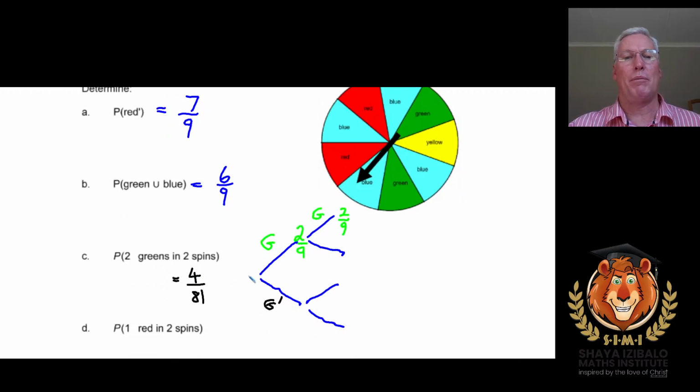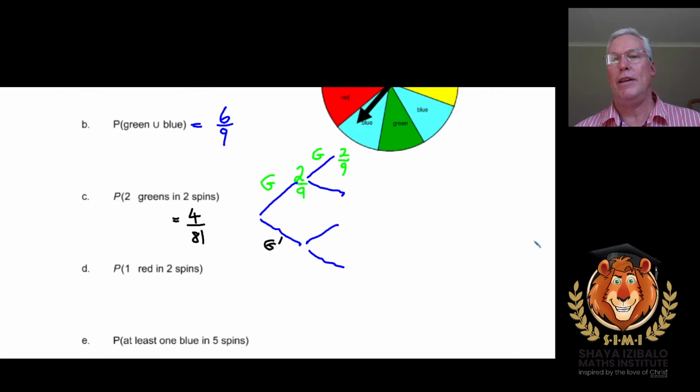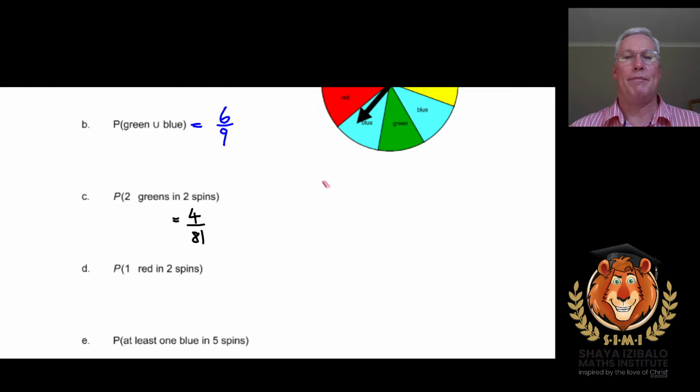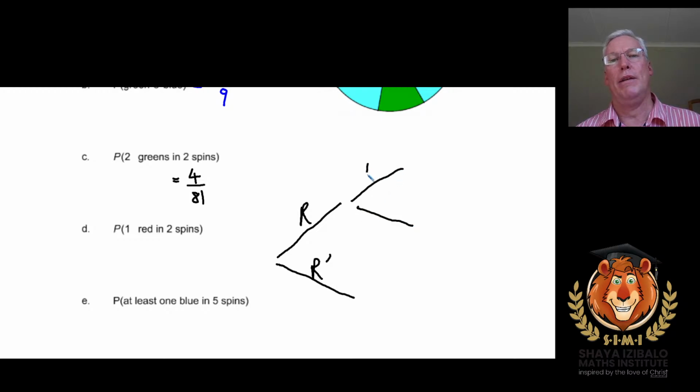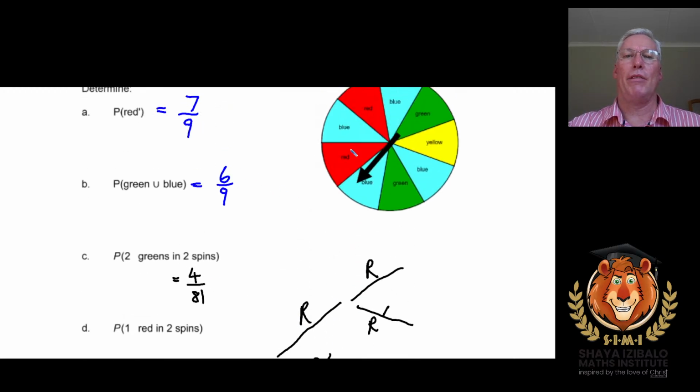Now I'm going to look at the probability of getting 1 red in 2 spins. I'll start again with my tree diagram. On the first spin, I could get a red or a non-red. On the next spin, I could get a red or a non-red. And if I got a non-red on the first spin, I could again get a red or a non-red on the second spin.